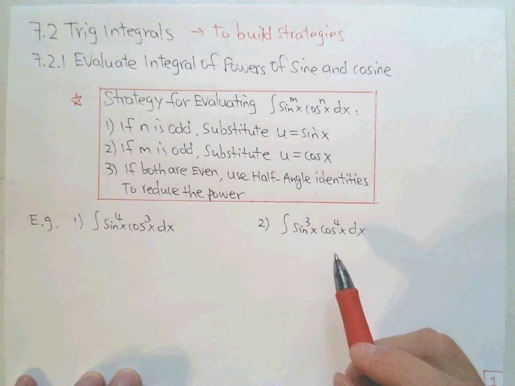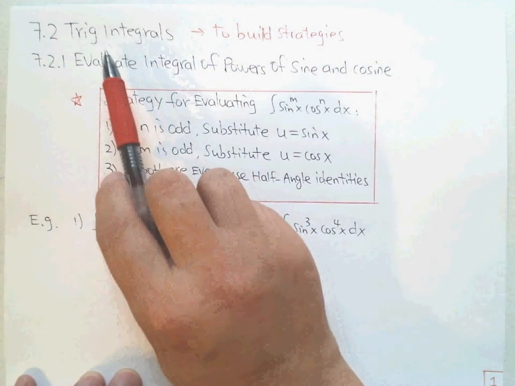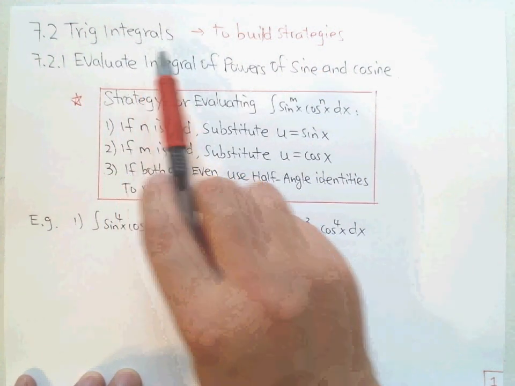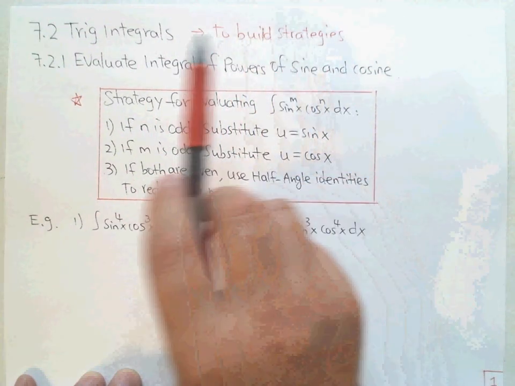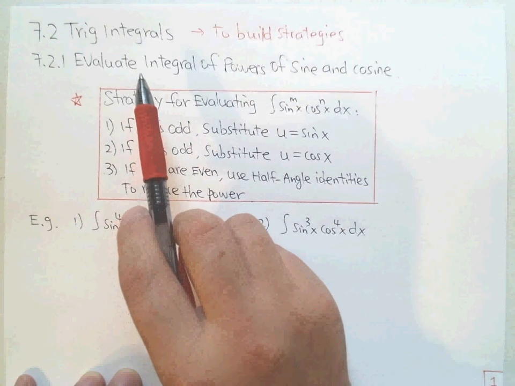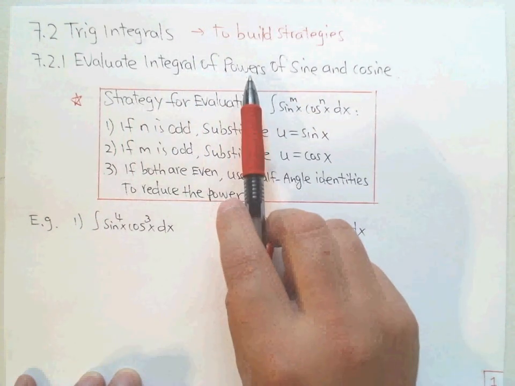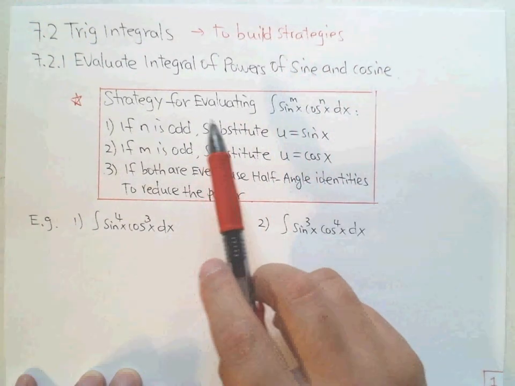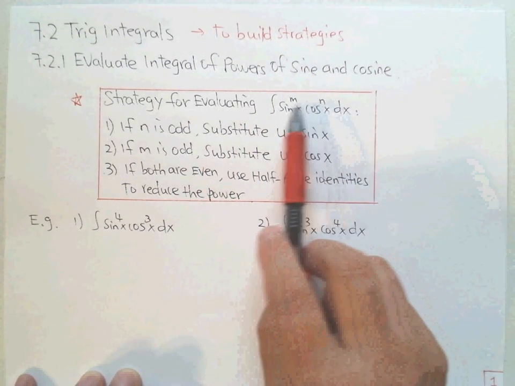In this lecture, I am going to introduce trig integrals. We're going to build the strategies or experience for trig integrals. We have different types. The first type is the powers of sine and cosine: the power of sine times the power of cosine, the product. We do this type first.